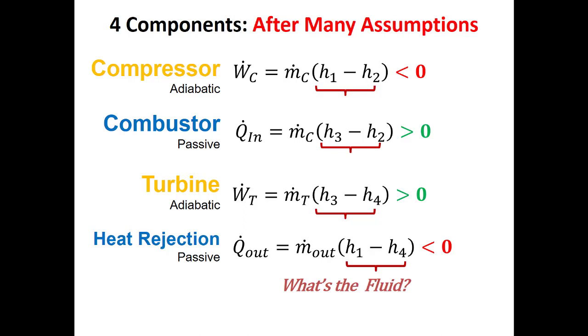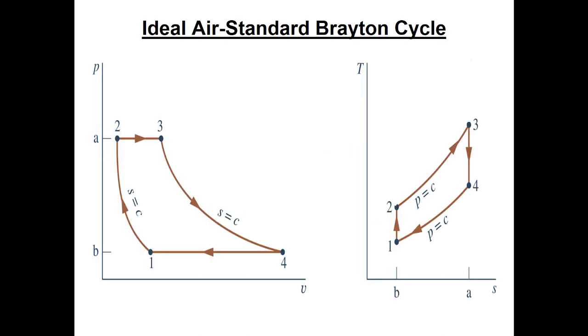And the difference in the wrinkle between the Rankine cycle and the Brayton cycle is, how do we fix the states? What's the fluid? How do we find these H's or these delta H's? And the answer is, it's an ideal gas, so we've got to use things like the ideal gas law and these isentropic relationships. So for the Brayton cycle, it's important to be able to draw a TS diagram.